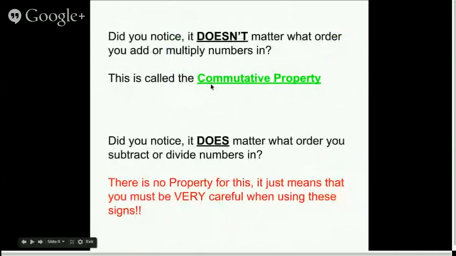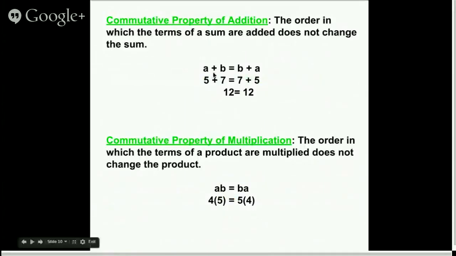So this is called the commutative property. It does matter what order you subtract and divide in, so you have to be very careful when you're using division and subtraction signs. Addition and multiplication use the commutative property. A plus B is the same as B plus A. Doesn't matter what order I add them in. A times B is the same as B times A. Doesn't matter what order I multiply them.